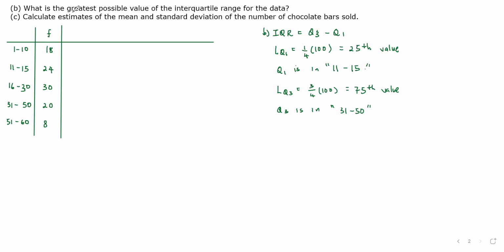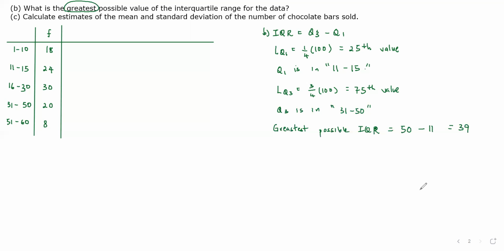To find the greatest possible value, we are not just asked to find the interquartile range. We just need to find the greatest possible value. So for the greatest possible interquartile range, we take the greatest value of Q3, which is 50, minus the smallest value of Q1, which is 11, and that is 39. So the greatest possible value of the interquartile range is 39.